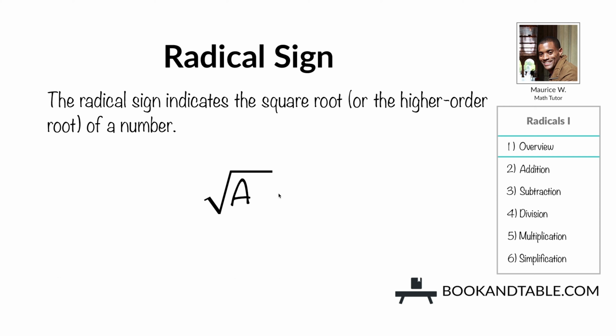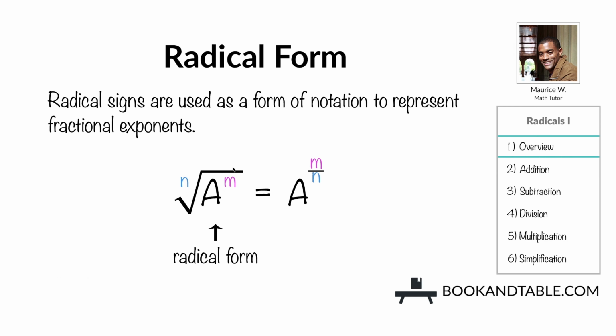Let's discuss the radical sign, this right here. It is also called the radical symbol or the root symbol, and it indicates the square root or a higher order root of a number. So when there's no number placed here, it is implied that the root is 2. When we have a radical sign in our expression, it is called radical form. Radical signs are used as a form of notation to represent fractional exponents.